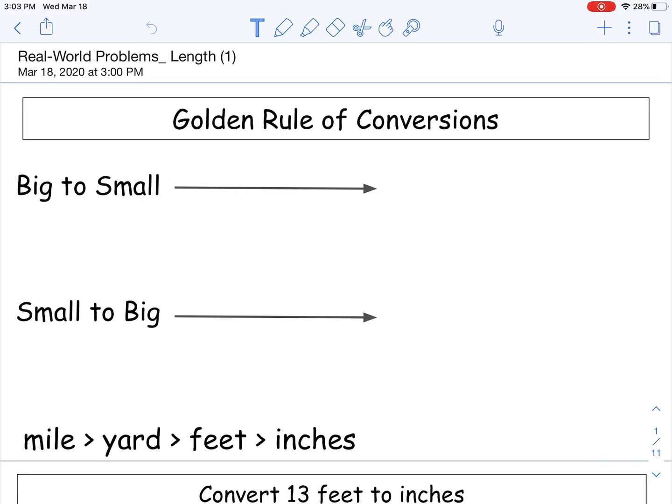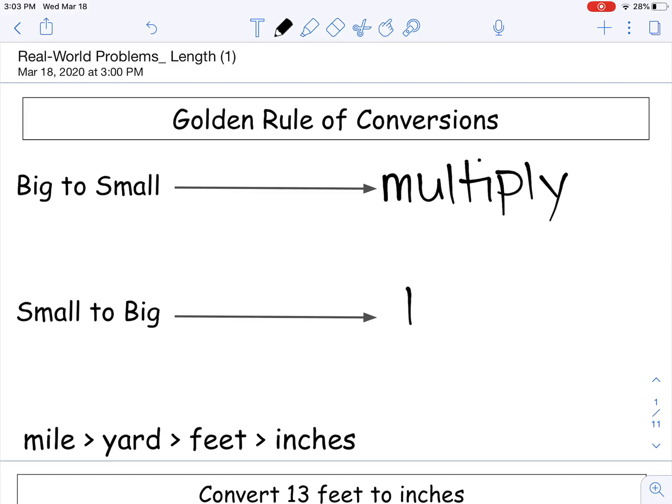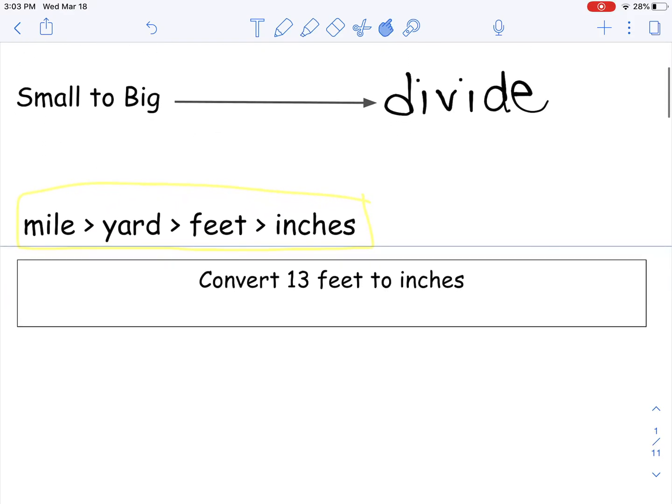All right, we're going to start with a warm-up with length conversions because today we're going to do real-world problems with conversions. Remember the golden rule of conversions. Big to small, multiply, and small to big, divide. And today we're going to be working with these length measurements. So I put our little reminder there of the largest to the smallest.